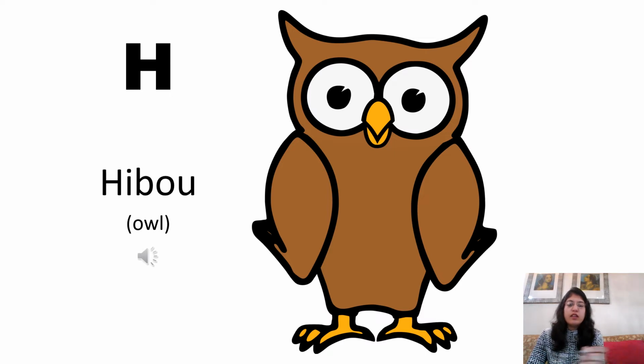Now here the H is silent, it's not pronounced, and I is pronounced as E in French, and OU in hibou is pronounced as U in French. So it becomes hibou. Now listen to the pronunciation of the native French speaker. Hibou. Again, hibou.